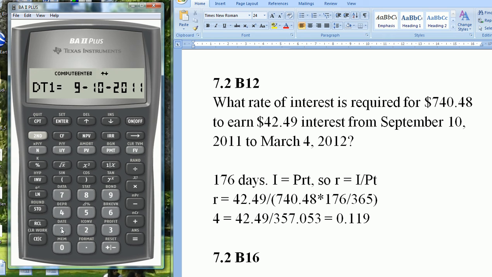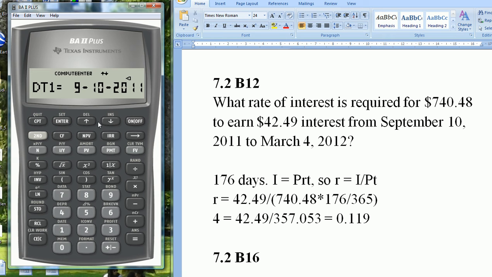Date, and the first date is September the 10th, 2011. So we put in 09.10. And remember, you have to put in the zeros. Never mind that the screen of the calculator doesn't show it, doesn't matter. And then an 11, no dot there.